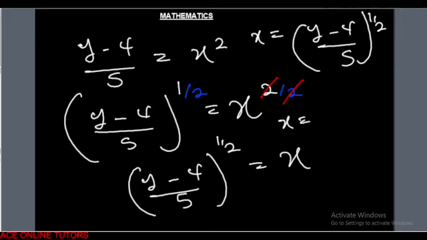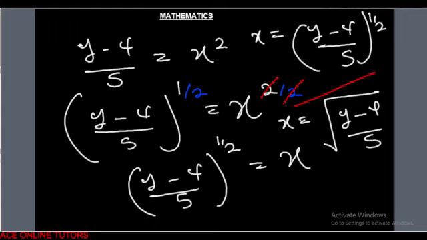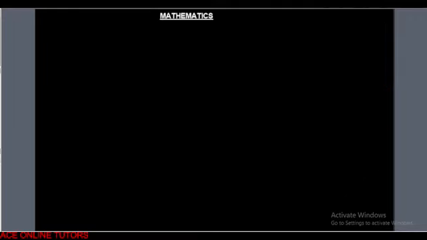Then you can say it is what? Square root. Then put your y minus 4 over 5. So this is going to be the correct answer, the correct solution to the question. Now let's try another one.